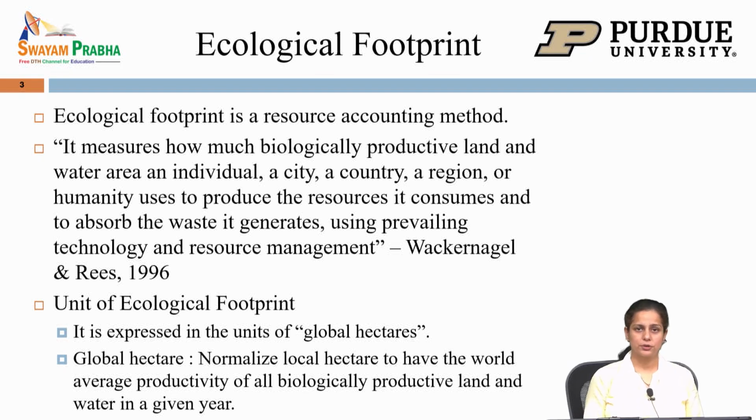The unit of ecological footprint is mostly expressed in the units of global hectares, and what it means is that we are representing all the land available in the world as one average unit, which is the global hectare. So, we are normalizing the local hectare. So, if we are doing production in India versus China or versus United States, the productivity of the land will be very different. But since we want to harmonize the metric, we represent all of that in a global hectare, by taking the world average productivity of all biologically productive land and water in a given year.